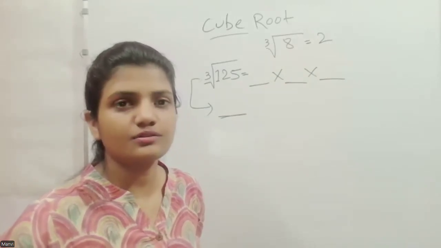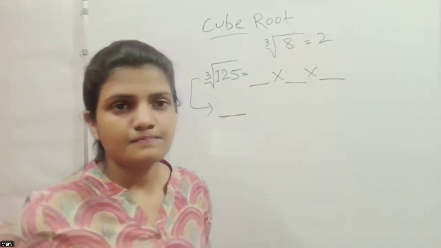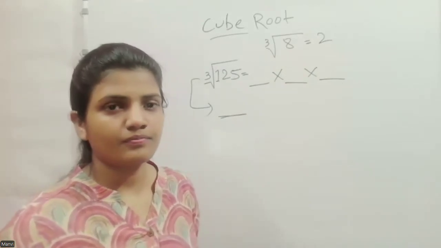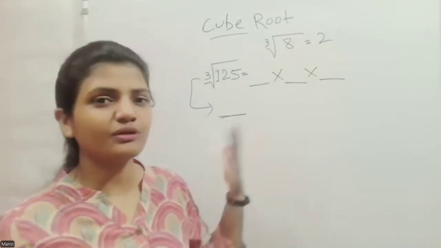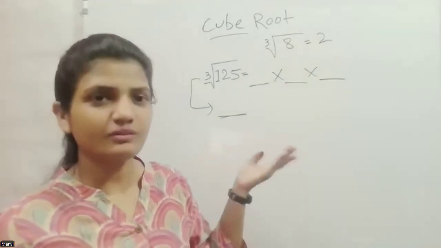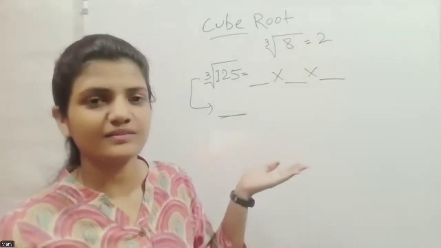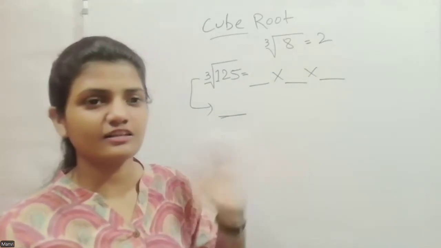Chat me the answer. Don't tell her. Try it by taking a few numbers like 3 multiply 3, 4 multiply 4, 5 multiply 5, 6 multiply 6, 7 multiply 7. Think like this way.